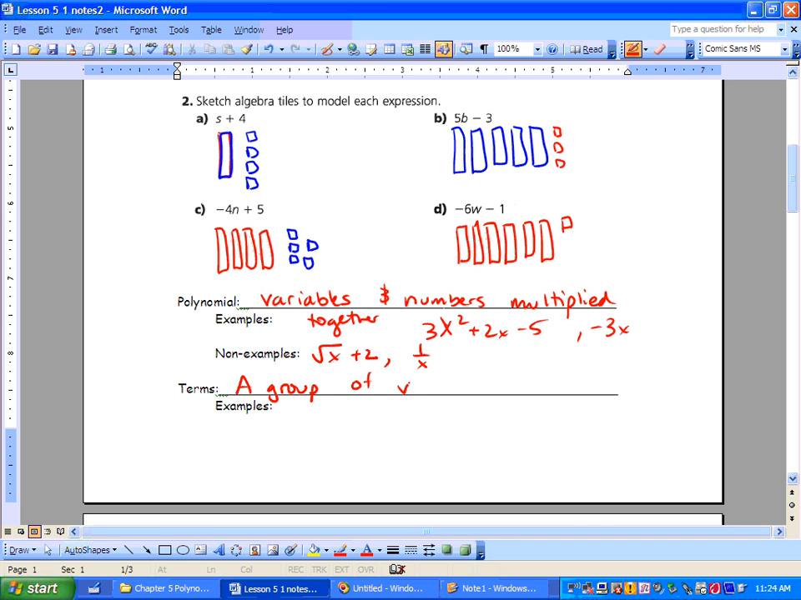A term is a group of variables and numbers multiplied. All right, and that's something like 3x squared or negative 7. You've got an invisible x there, and we've got 1/2 x cubed. All those things contain a variable and/or number, and they're multiplied.